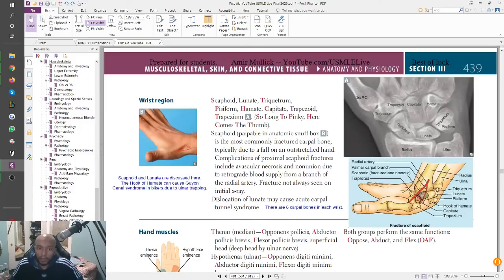And you have to remember which bones are related to which issue, all right? So I'm showing you all of these right here. So scaphoid and lunate are discussed right here, right? Scaphoid is the most commonly fractured carpal bone, typically due to a fall on the outstretched hand like our patient. Complications of proximal scaphoid fractures are avascular necrosis and non-union, right? And that's what we're seeing right here. Because the blood vessels that go in this area, right, the radial artery, branches of it can get messed up and damaged. Fracture not always seen on initial x-ray. Dislocation of the lunate may cause acute carpal tunnel syndrome.